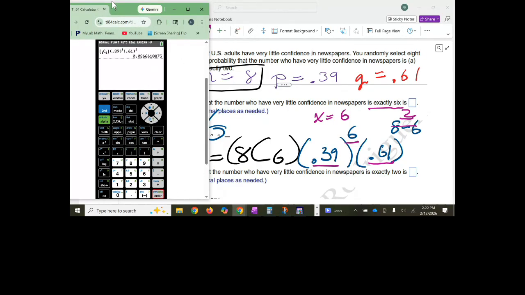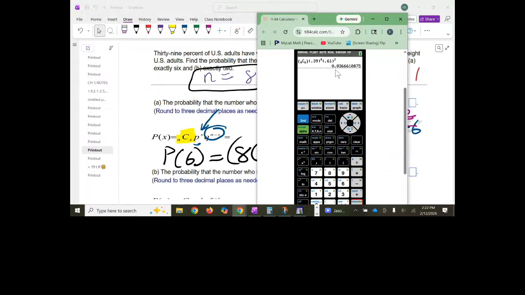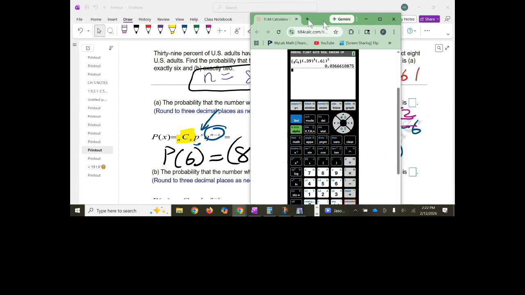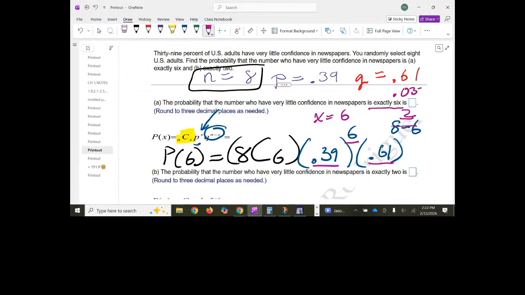Y'all, I'm going to show you something right here on my notes. It's telling me to go to 3 decimal places. Would you be hitting 0.036 or 0.037? 37. All right. So boom, y'all, right here, we're going to drop in a 0.037. And we found it.